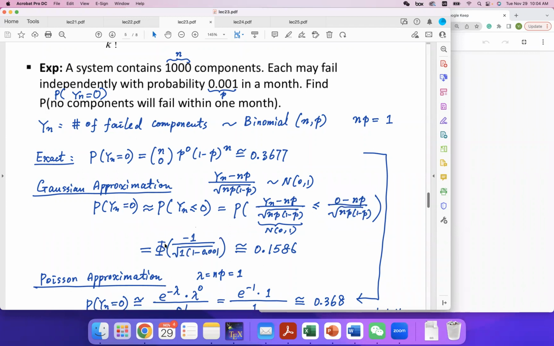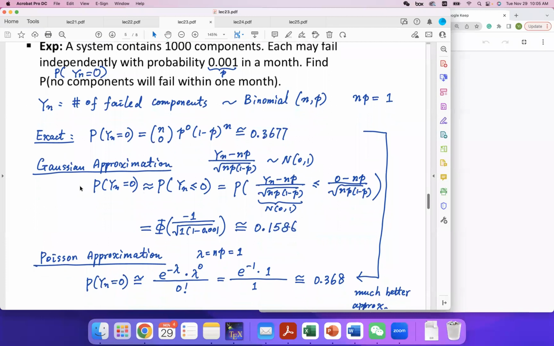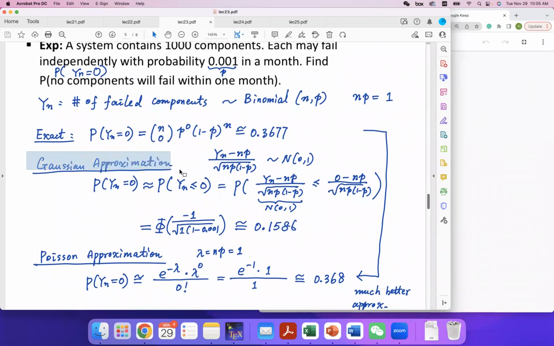So it's the phi evaluated at this point, and you can numerically calculate this value. It is about 15.8%. And you can see that it is far from the exact result. So this indeed verifies that in this case, Gaussian approximation is not accurate because NP, this product, is not far bigger than 1.